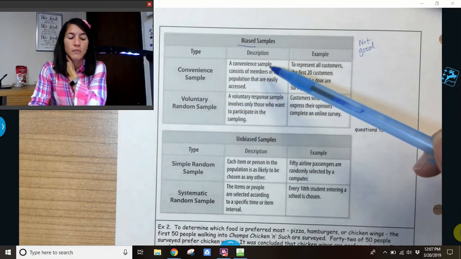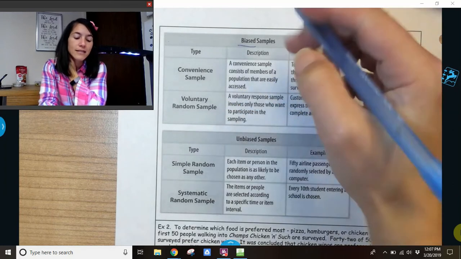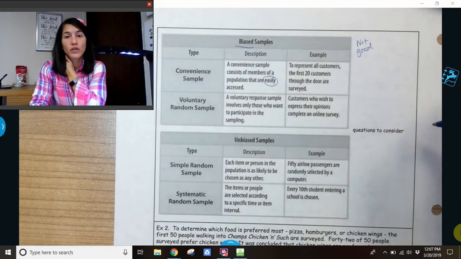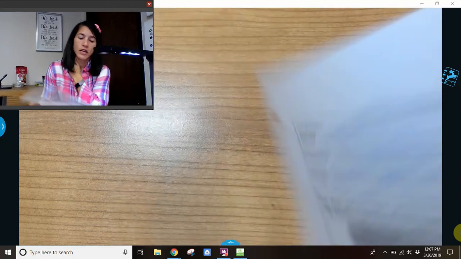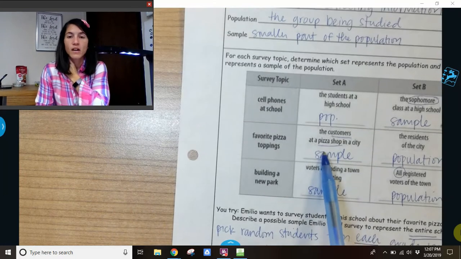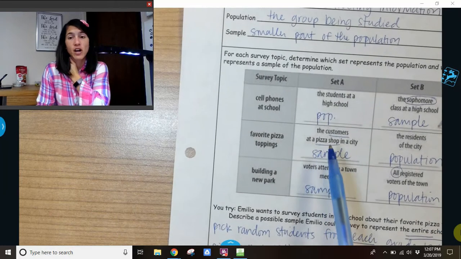A convenience sample is easily accessed. Circle that word, easily accessed. For example, on here we said customers that are at a pizza shop.